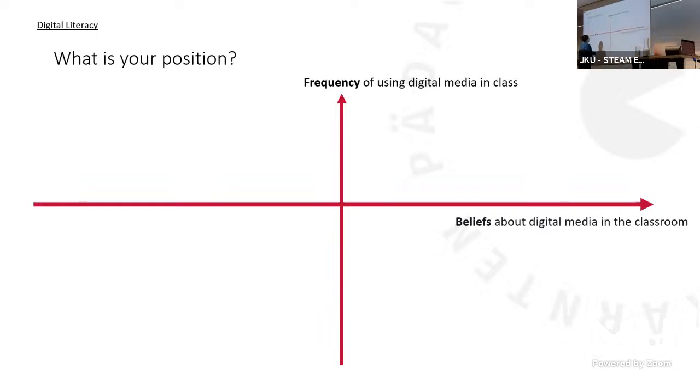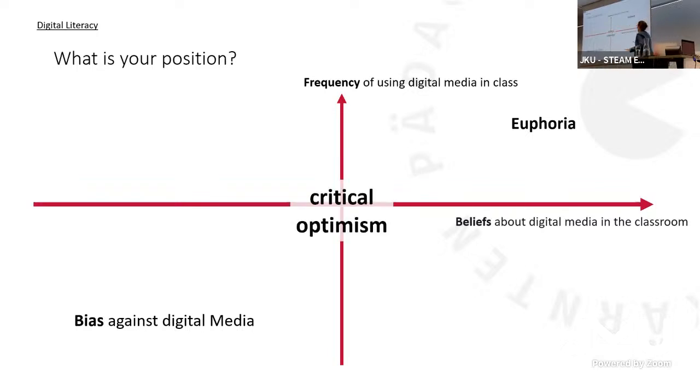And often some students are here and some students are here, and I say it's good if you are in the middle. Here it's euphoria, and here you have bias against digital media. And if you are in the middle, you are a critical optimist. It's okay if you are in this area. Also, I would like it if you were in this area.